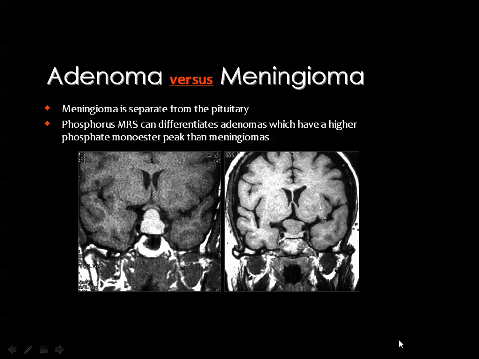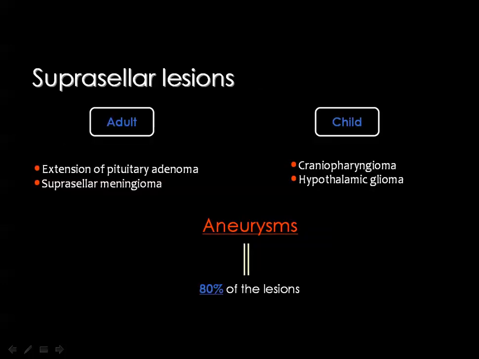Then this is the difference between pituitary adenoma extending into the suprasellar area and the suprasellar meningioma. In cases of meningiomas, you can appreciate the clear separation between the tumor and the pituitary gland. But in cases of pituitary adenoma extending suprasellarly, you cannot see the lesion separable from the pituitary gland.